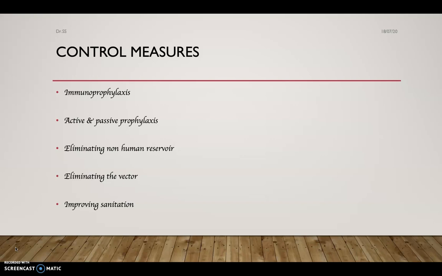Okay, up to this I will conclude. This is the simple intro about unit 2. In upcoming videos we will see the viruses one by one in a detailed manner.